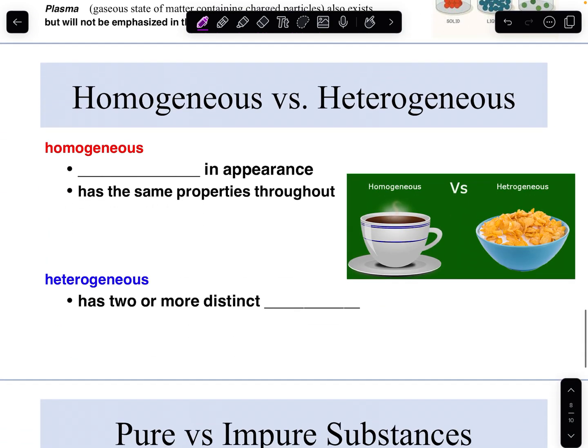All right, homogeneous and heterogeneous. Homogeneous is uniform in appearance, meaning it is all the same throughout. For example, a cup of coffee. Okay, it's all dark or black, depending on how you like it. Therefore, it's homogeneous. Heterogeneous is the opposite. It has two or more distinct phases. So, for example, if you had milk and cereal, or you had pasta salad, or a chicken salad, something like that, you can see the different components. That means it is heterogeneous.